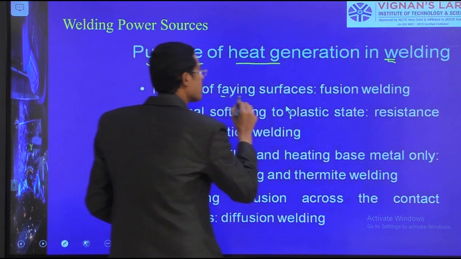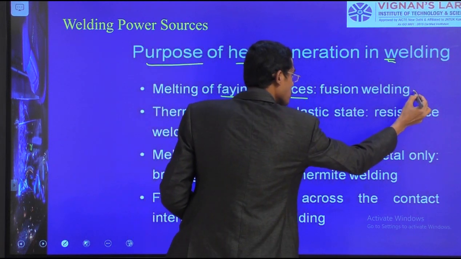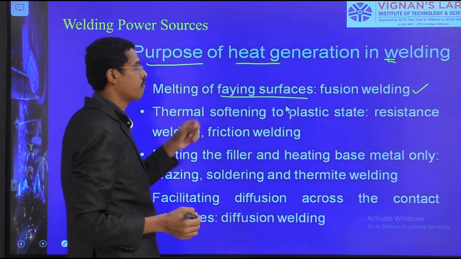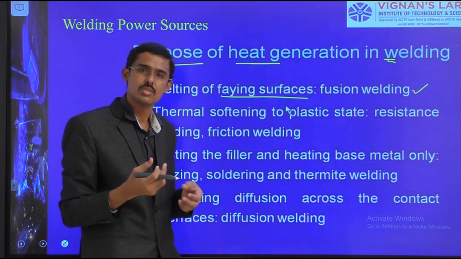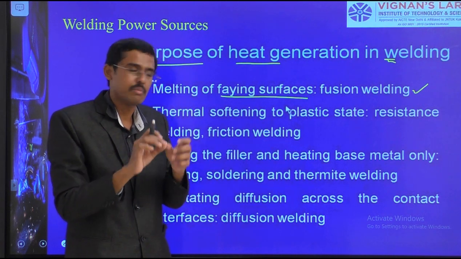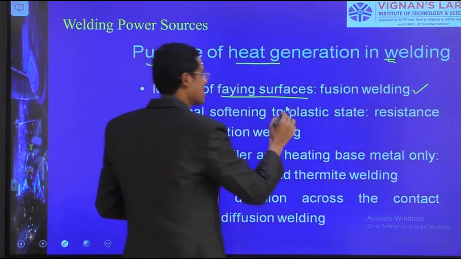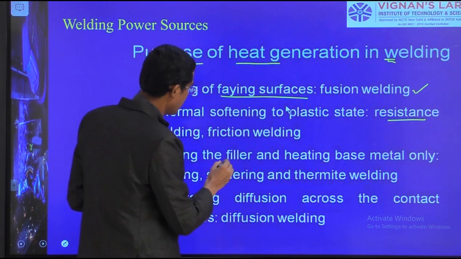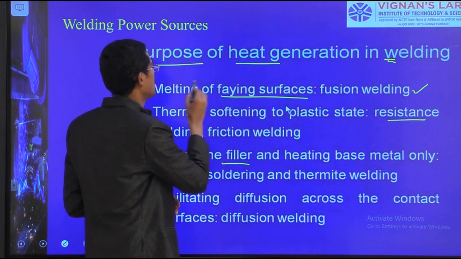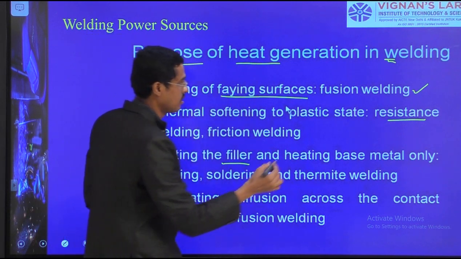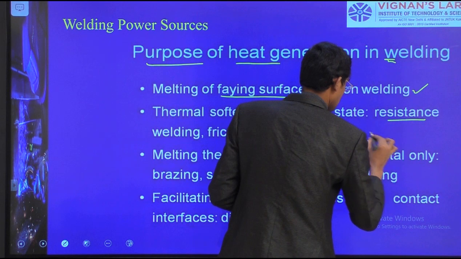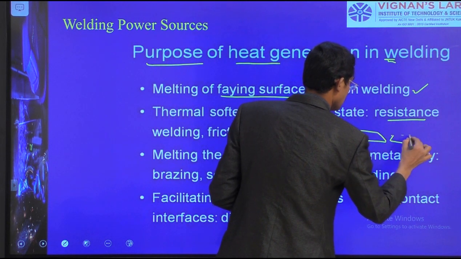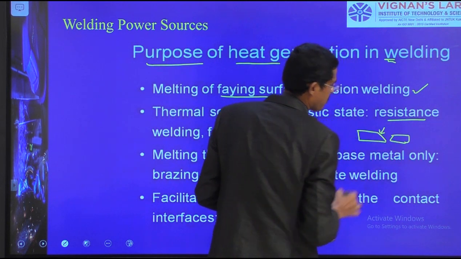Melting of the faying surfaces in fusion welding. Thermal softening, maybe heat treatments, make the ductile properties. For the plastic states, that is also in resistance welding. Melting of the filler and the heating of the faying surfaces, both of these are interlinked. Faying surfaces are nothing but the workpiece. This region is the faying surface.